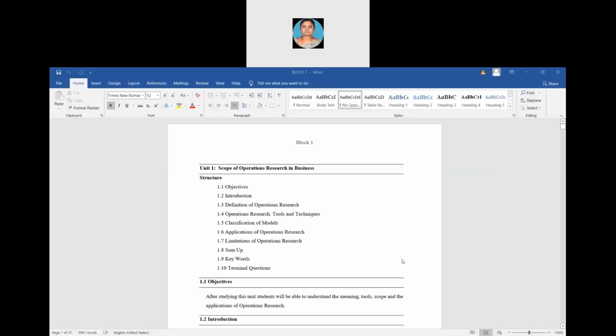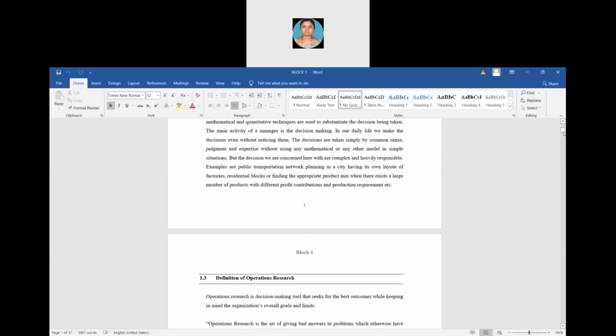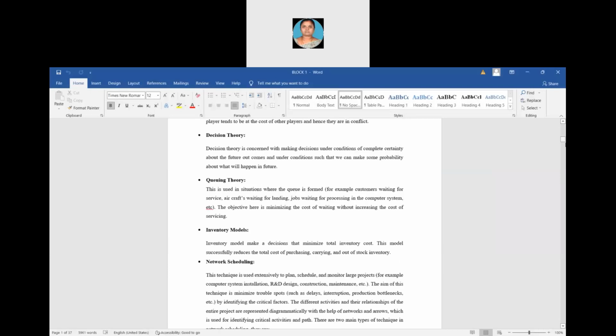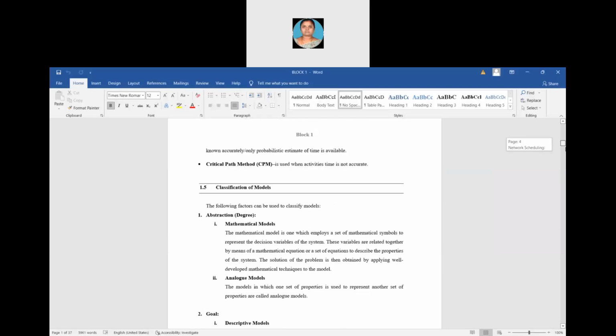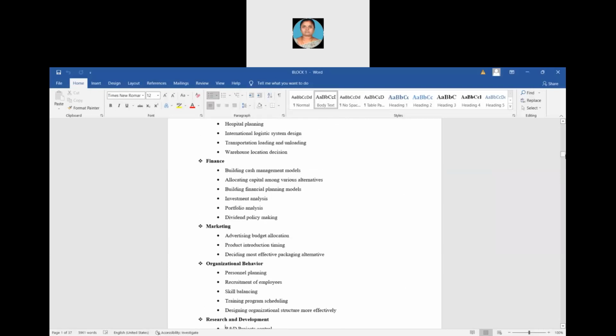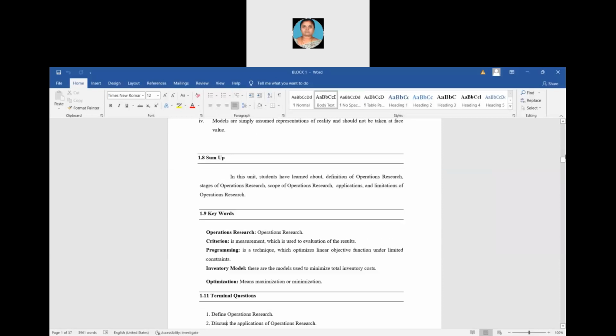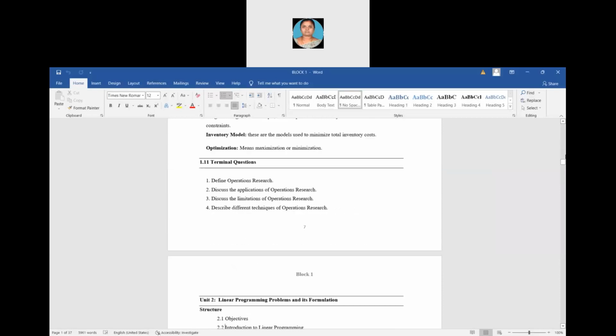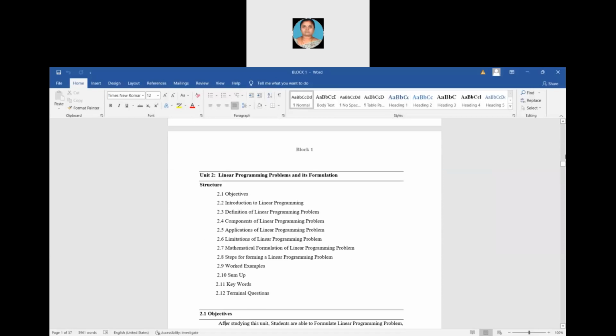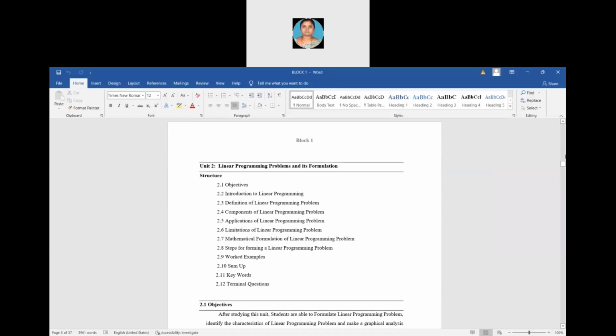Now we are going to see Unit 2 in Block 1. Already in Block 1, we have seen about the scope of operation research, applications, and also various techniques, and also the fields, disadvantages, everything. All these things already we have seen. Now we are going to see about Unit 2, linear programming problem and its formulation.